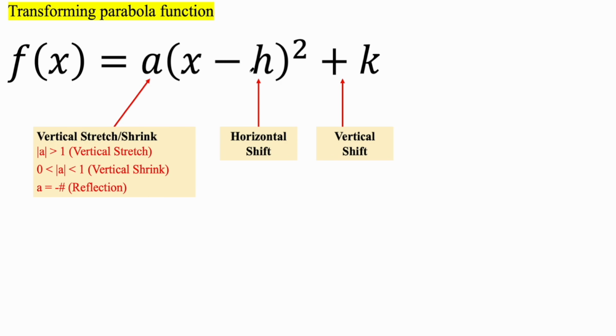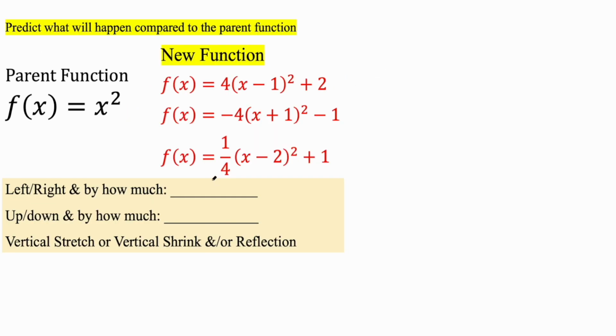Now, this piece controls whether the graph goes left or right, whether we have a left shift or a right shift. And it does the opposite of what you think because the formula is already negative. So if you see a -5, it's going to shift right by 5. Likewise, if you see a +5, it's going to shift left by 5. Now, this piece does a vertical shift. It does up and down, and it does what you think. So a +2 is going to shift the graph up by 2, and a -2 is going to shift the graph down by 2.